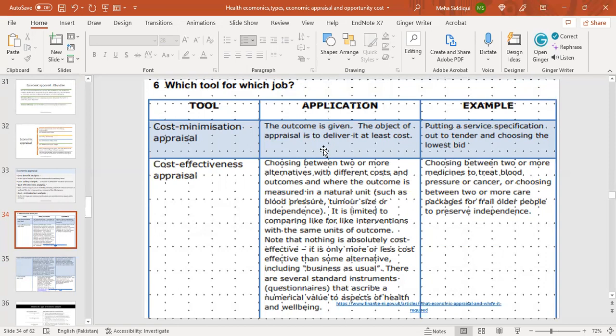Then comes cost effectiveness appraisal. It is choosing between two or more alternatives with different costs and outcomes, and where the outcome is measured in a natural unit like BP, tumor size, or independence. It is limited to comparing like for like interventions with the same units of outcome. So an example is choosing between two or more medicines to treat blood pressure or cancer, or choosing between two or more care packages or any interventions for frail older people to preserve independence.